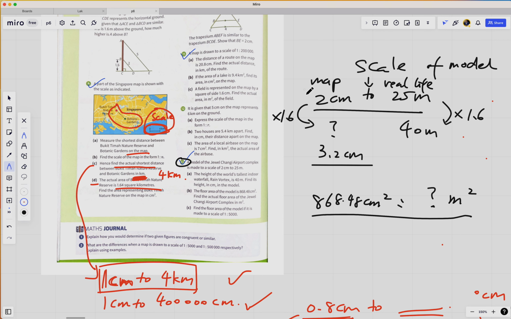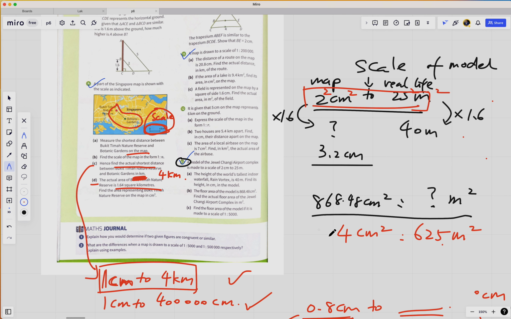This one is the length ratio, right? So from the length ratio, how do you get the area ratio? Because only when you get the area ratio can you find out the question mark here. You square everything: 2 square cm square to 25 square meter square. If you simplify, you get 4 cm square to 625 meter square.